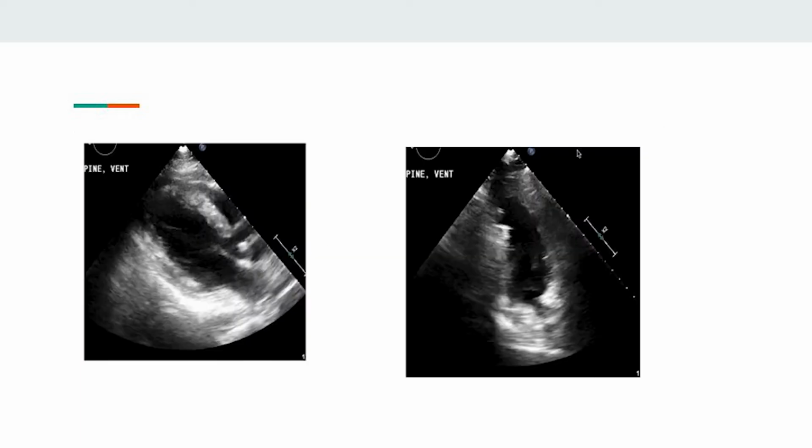Here you can see his echo, which showed global stunning. This is the 5-chamber view, and then on the right you have your 2-chamber view.